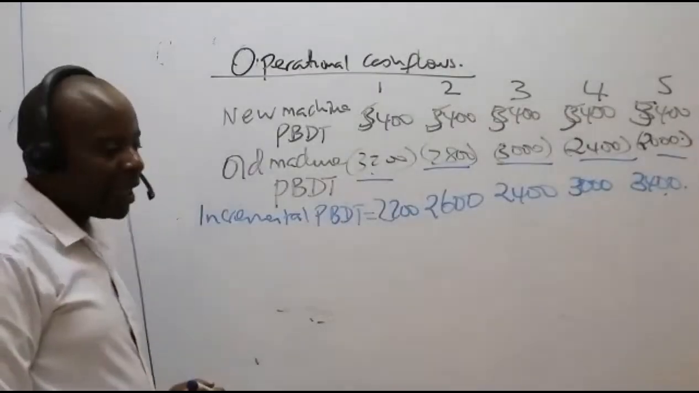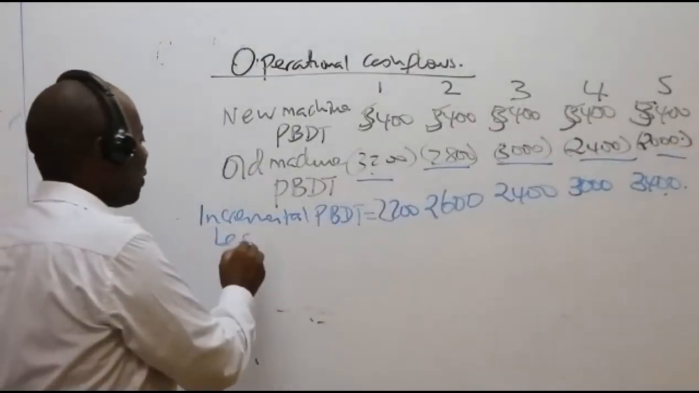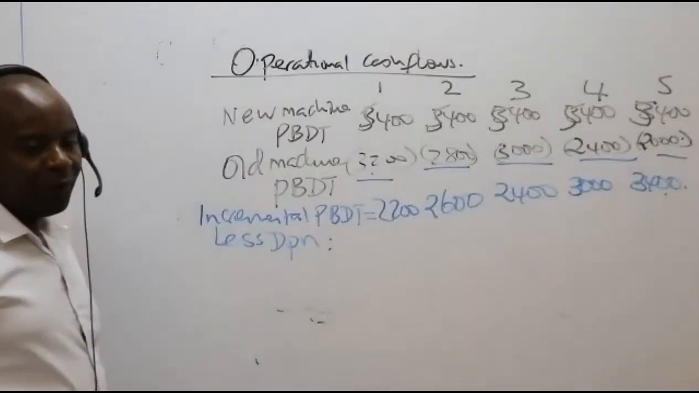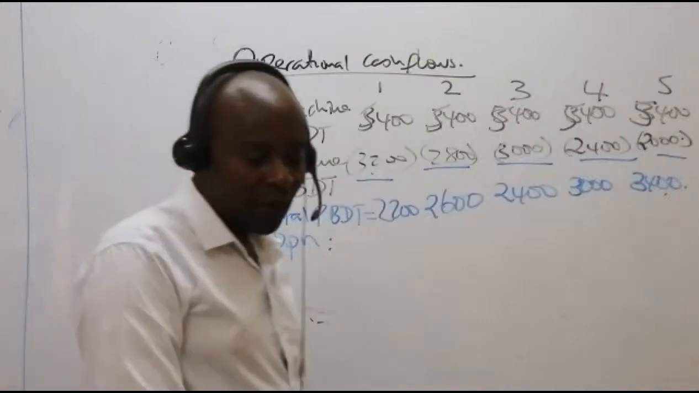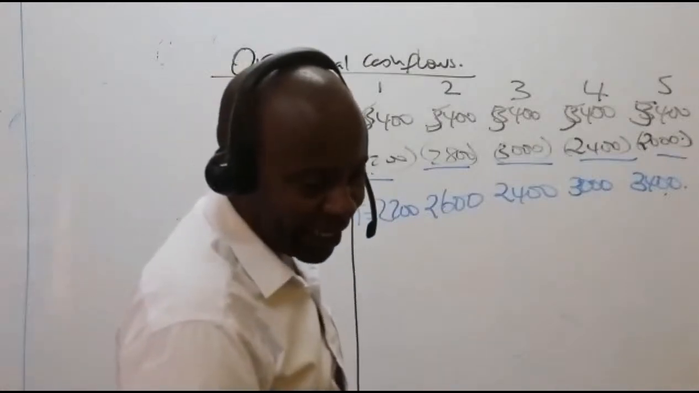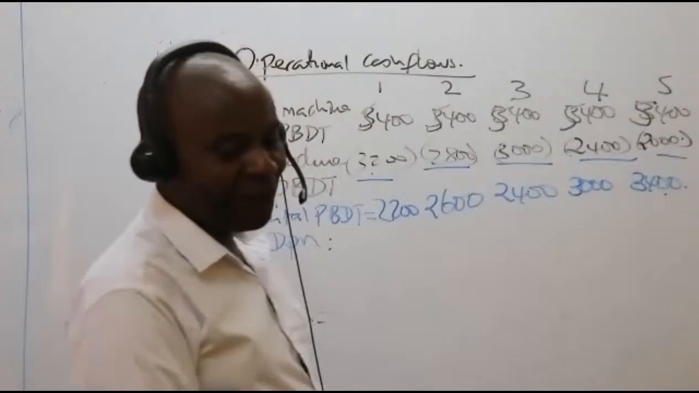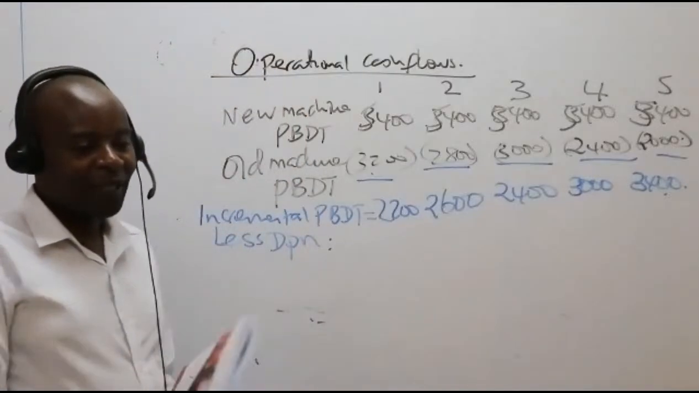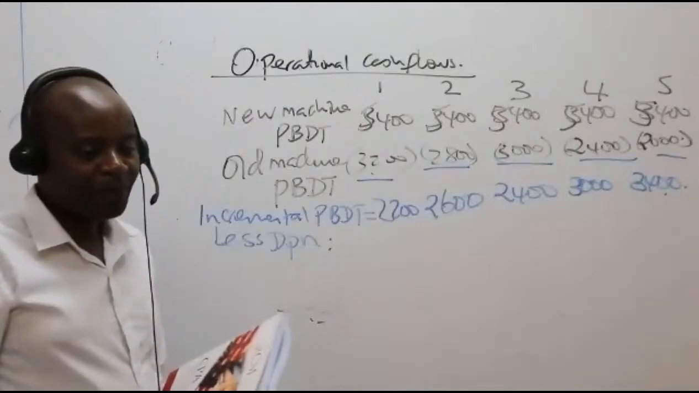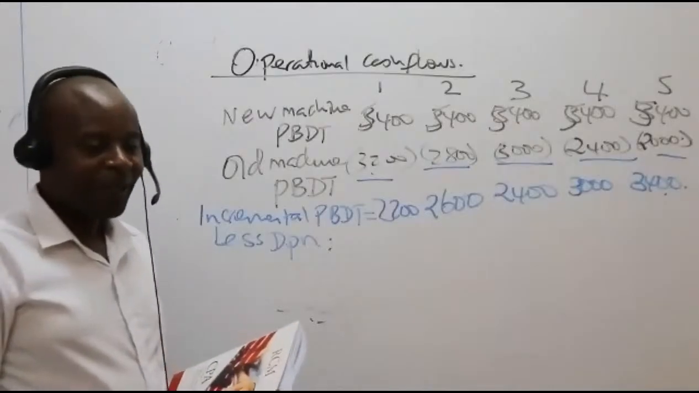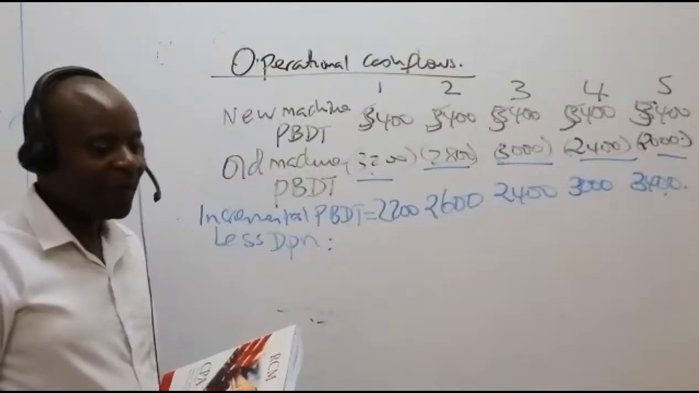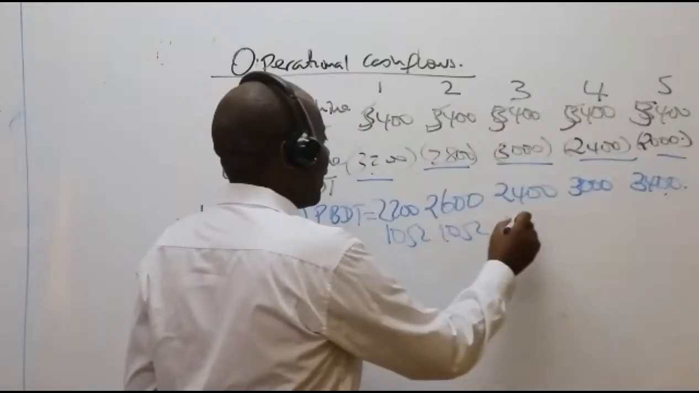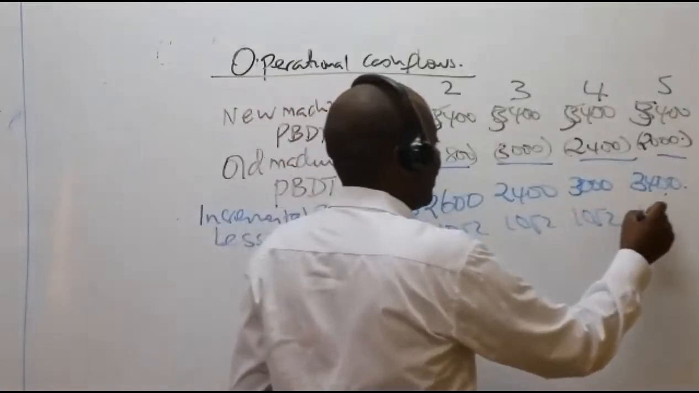So once I get that, I need to come and subtract the incremental depreciation. So less our depreciation. Are you able to remember our depreciation, the incremental one? The incremental depreciation, what figures are we getting? Somebody there? Do we still remember it? 1052. It's a regular one.